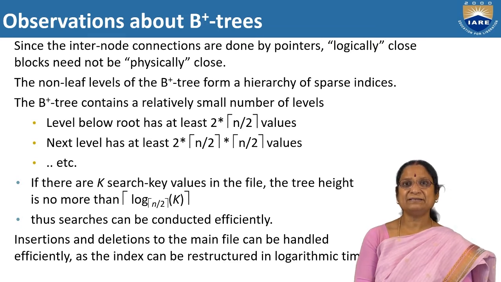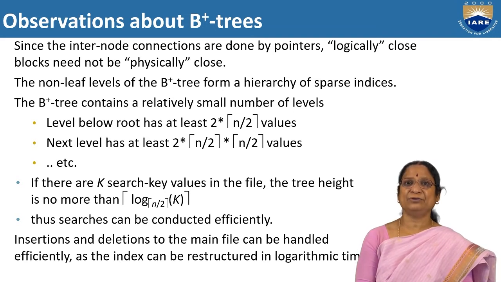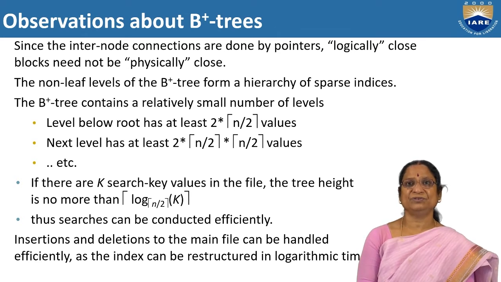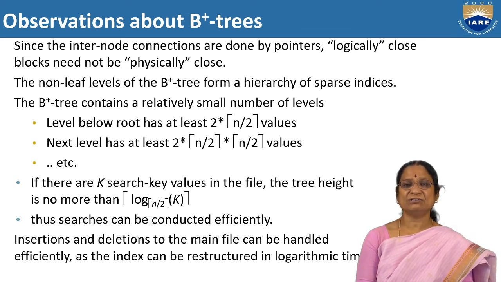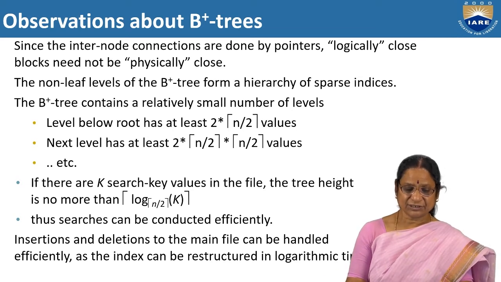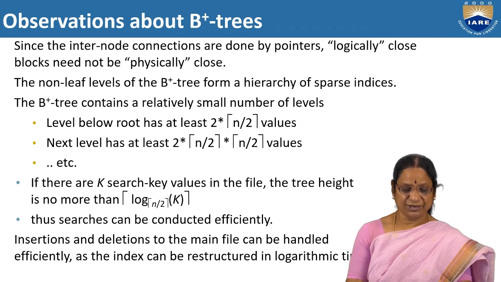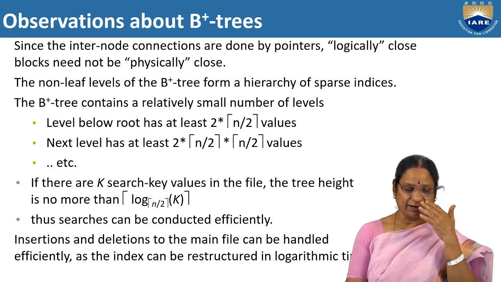Because of that, what happens? The searching process takes very little time. Depth is less, no? So log K to the base n by 2 is the height of the tree, or depth of the tree. So the search will also take almost that much time. Search can be conducted very effectively and very fast because of log K to the base n by 2.